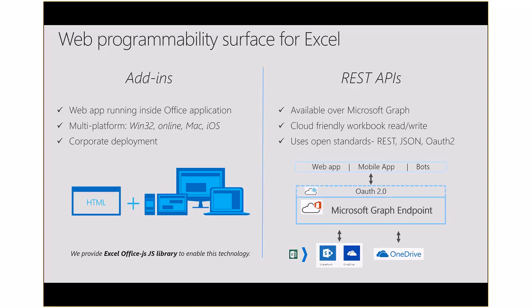On the right-hand side is the Excel REST APIs available over Microsoft Graph. Now, this allows you to integrate with any Excel files located on SharePoint, OneDrive, OneDrive Consumer, which is coming very soon. It's right now in beta. So any files that are located on these endpoints can now be accessed through Microsoft Graph Endpoint. Now, this uses fairly open standards such as REST and JSON and OAuth to be able to integrate your mobile app or web app or any sort of new extensions such as bots to connect into Excel.